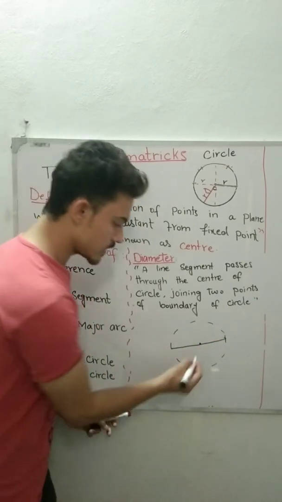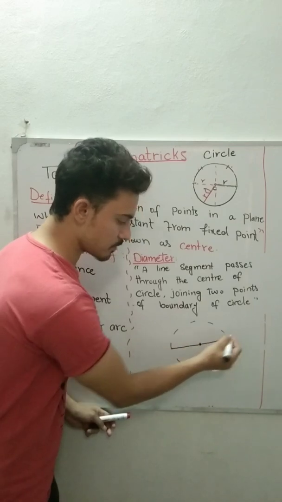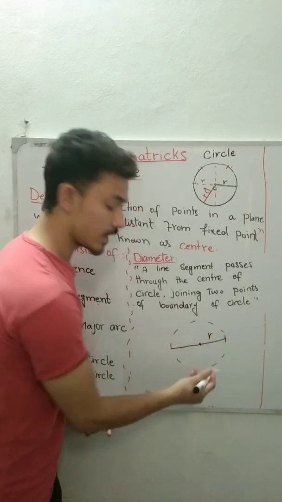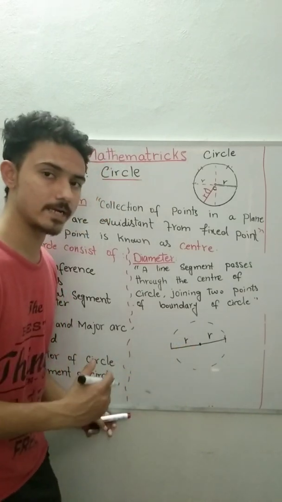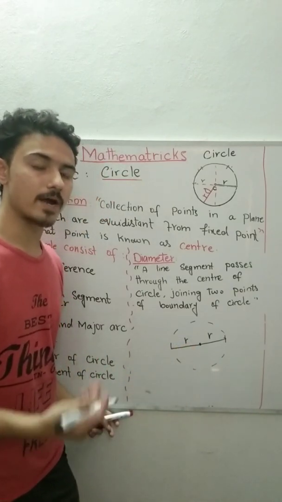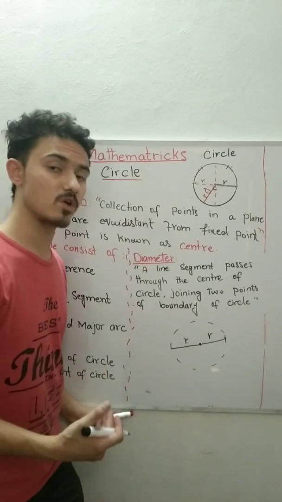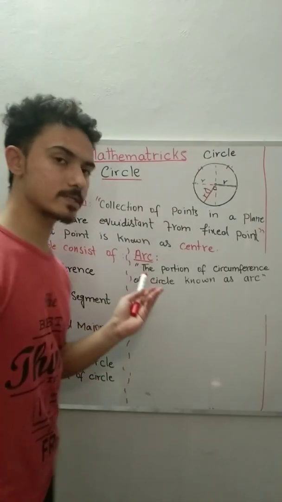And as we know, the distance from the center to the boundary of a circle is known as radius. I have one radius on the right side, I have another radius on the other side, and simply we can say that a diameter is equal to 2 times a radius. Next one is arc.